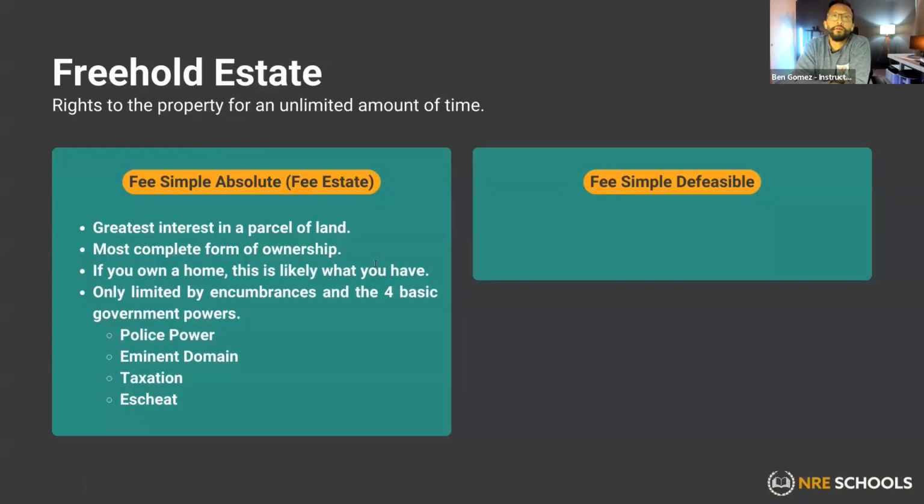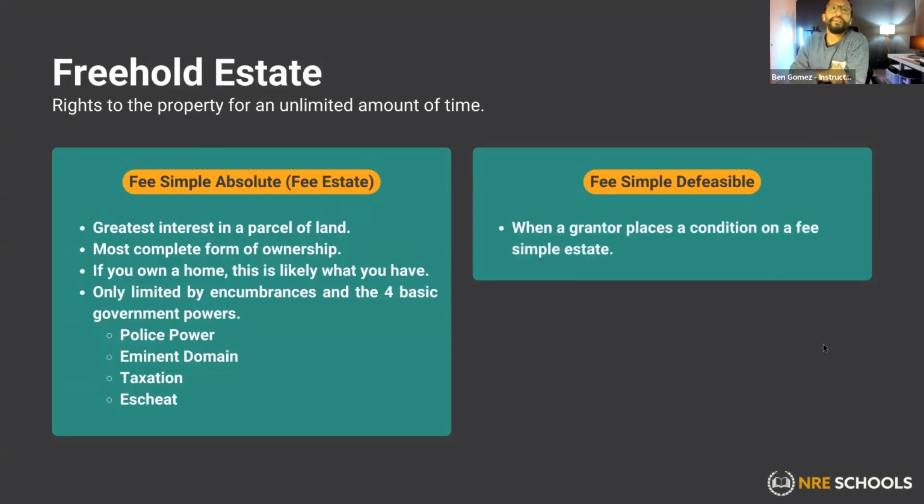So you own property, cool. It's called freehold estate. You have a fee simple absolute. The government has rights to your property, but you also have a bundle of rights such as possession, control, disposition. That's what you have.